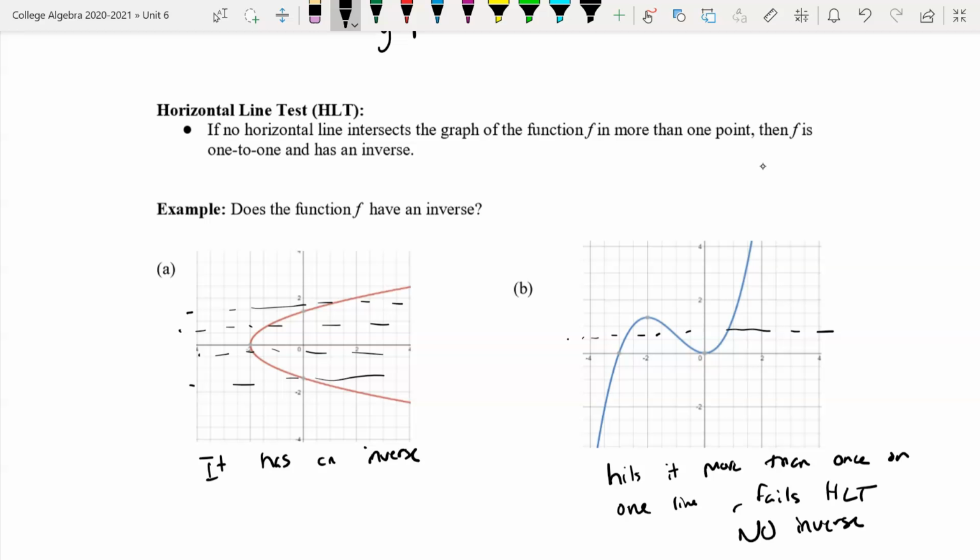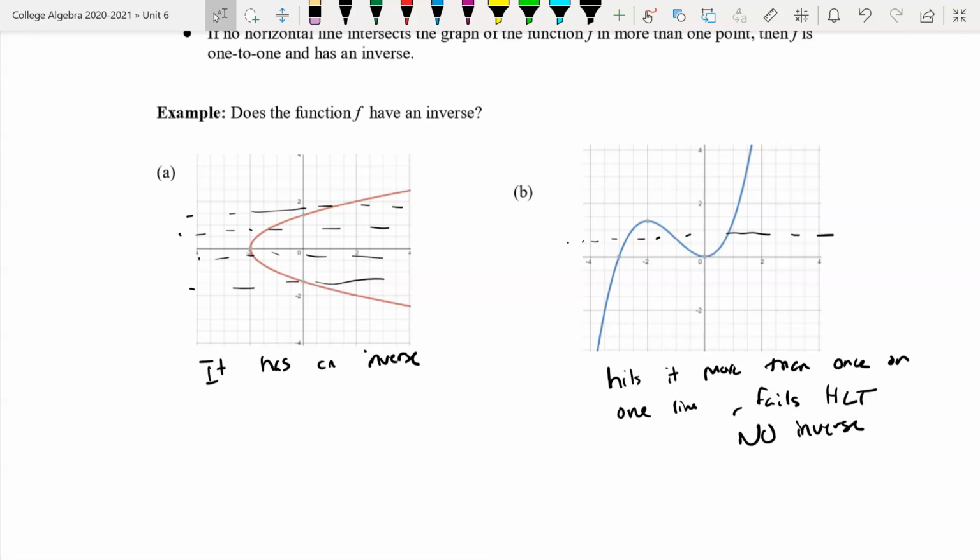Okay? So you can always graph them on Desmos to double check and make sure and do the horizontal line test as well.